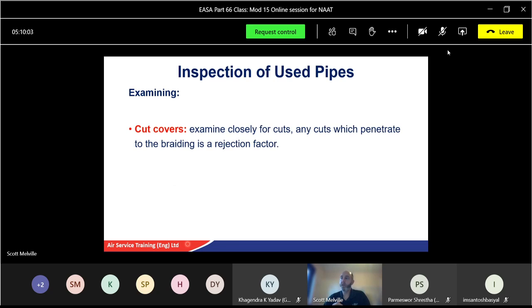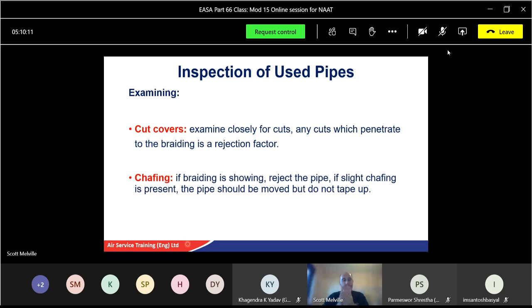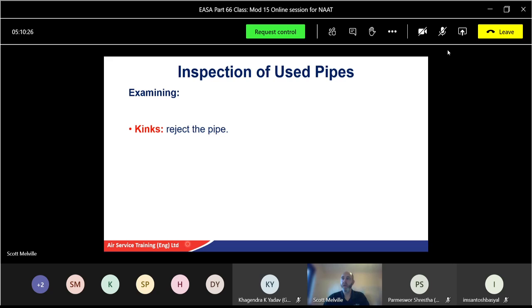Cut covers, examine closely for cuts. Any cuts which penetrate the braiding is again a rejection factor. Chafing, where bits have been rubbing against each other. If the braiding is shown, reject the pipe. If slight chafing is present, the pipe should be moved, but do not tape it up. Don't put some normal tape on there and think, oh, that'll be okay. Okay, the pipe should be removed. Kinking, with a tight bend radius and any sort of not looking natural, again, should reject the pipe.